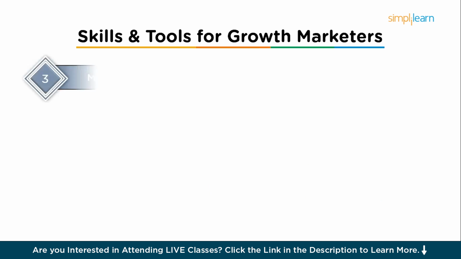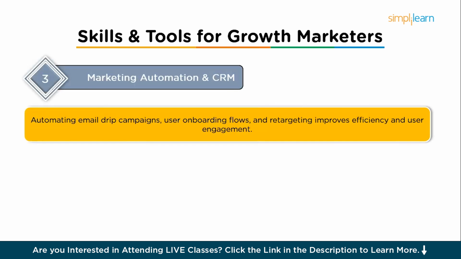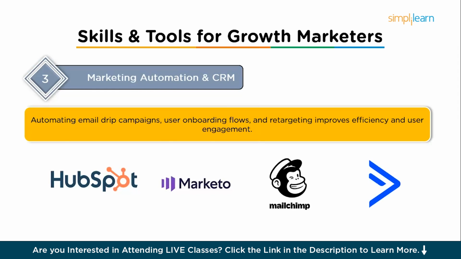And the third point is marketing automation and CRM. Why does it matter? Automating email drip campaigns, user onboarding flows, and retargeting improves efficiency and user engagement. Key skills are designing user journeys and triggered campaigns, segmenting audiences based on behavior, setting up event tracking and lead scoring. Tools used are HubSpot, Marketo, Mailchimp, ActiveCampaign, and many others like this.